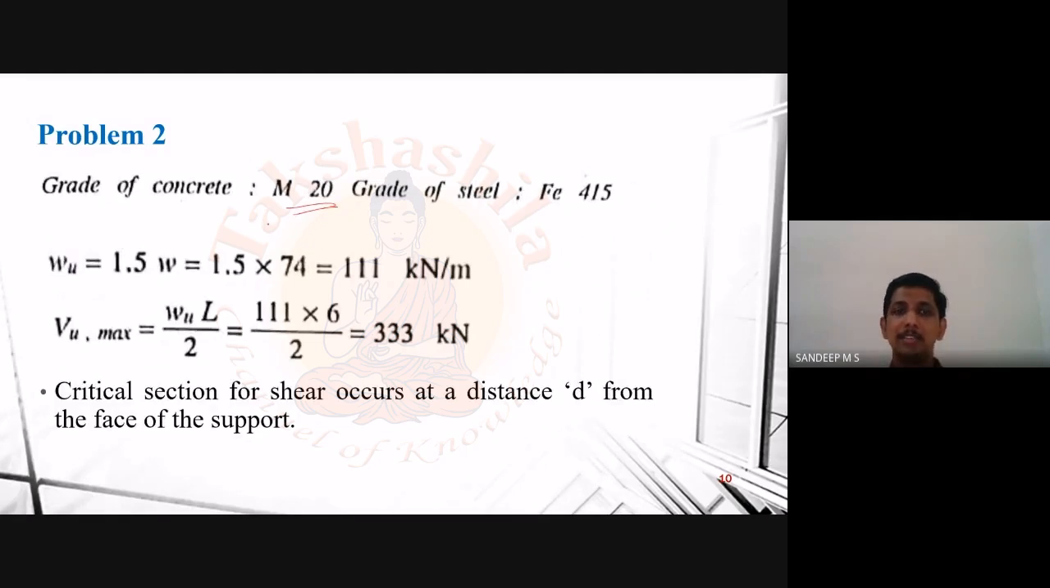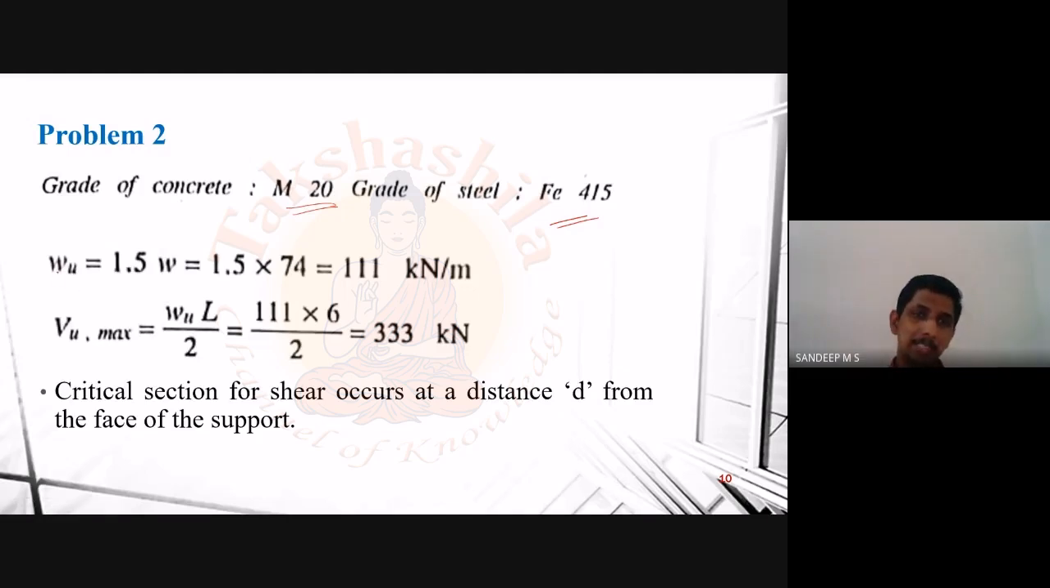So once this data is not given in the question, you can make any assumption. See, the only thing is that you have to mention it there. Say, as mentioned here, the grade of concrete is taken as M20 grade and the grade of steel is taken as Fe 450. Instead, if you have taken it as M30, there is no problem. Okay, so that is up to you.